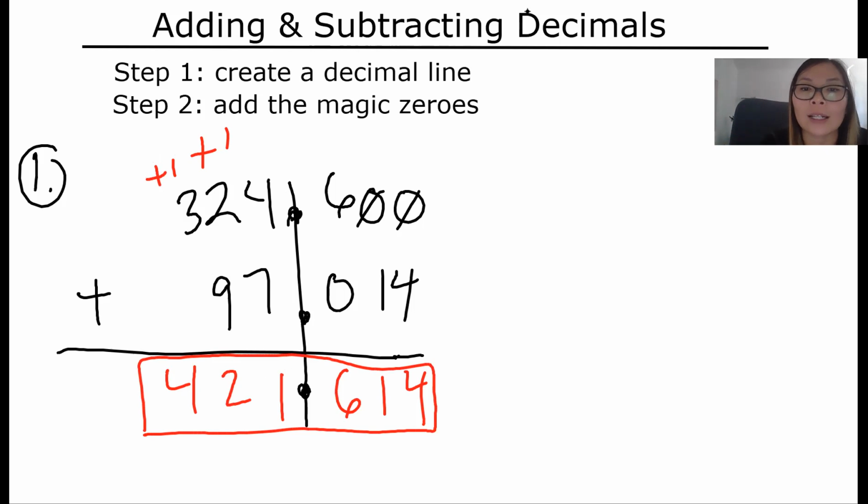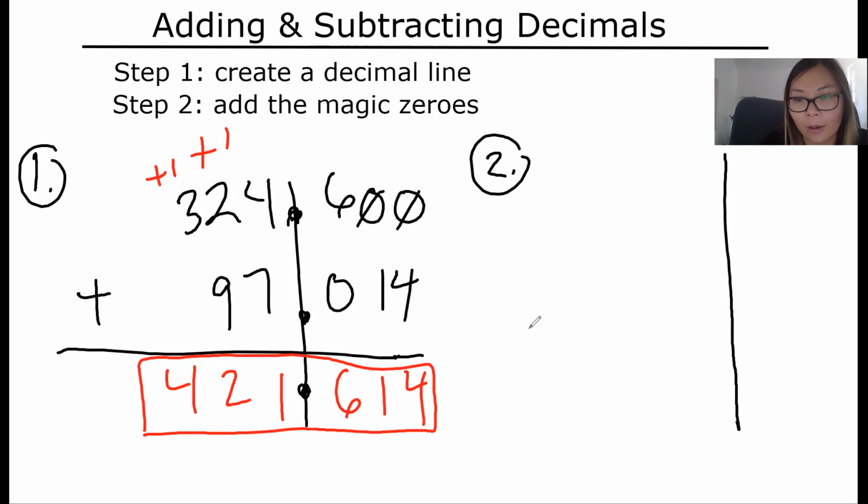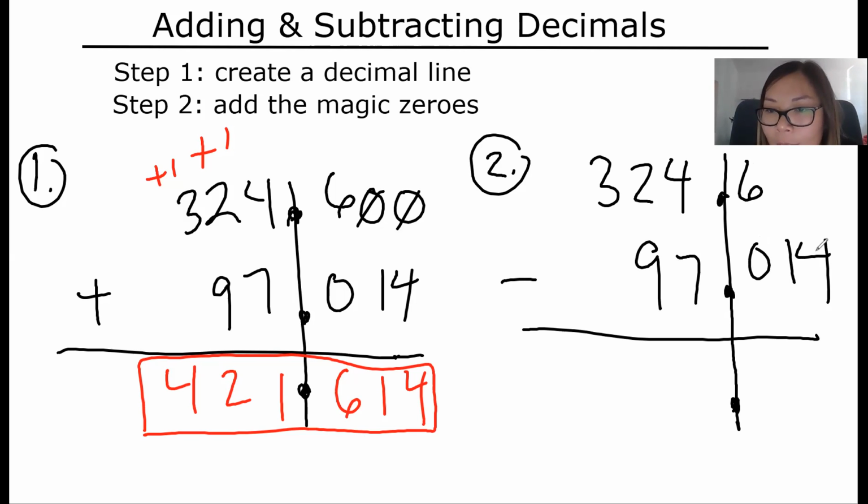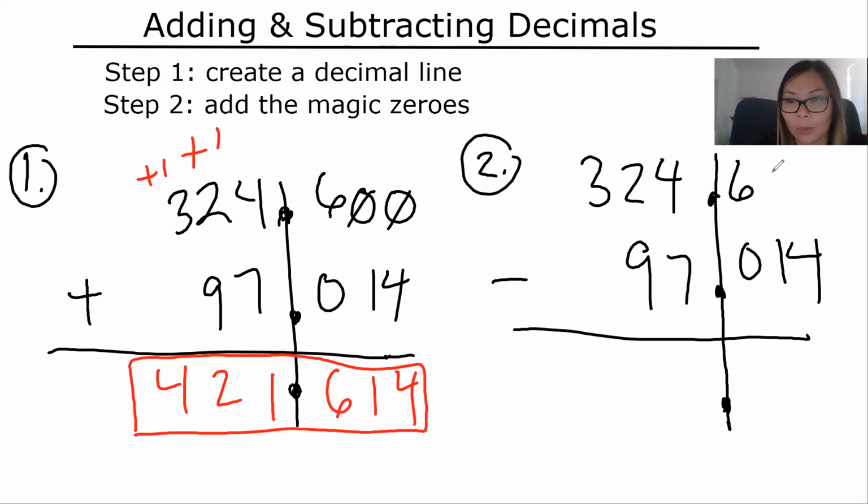So now let's subtract decimals. See how that looks. Okay, so again, step one, create your decimal line. So I'm gonna create my decimal line. Okay, I'm gonna use the exact same numbers, minus 97 and 14 thousandths. All right, so I am going to add step two, which is my magic zeros. Now I'm just gonna subtract.